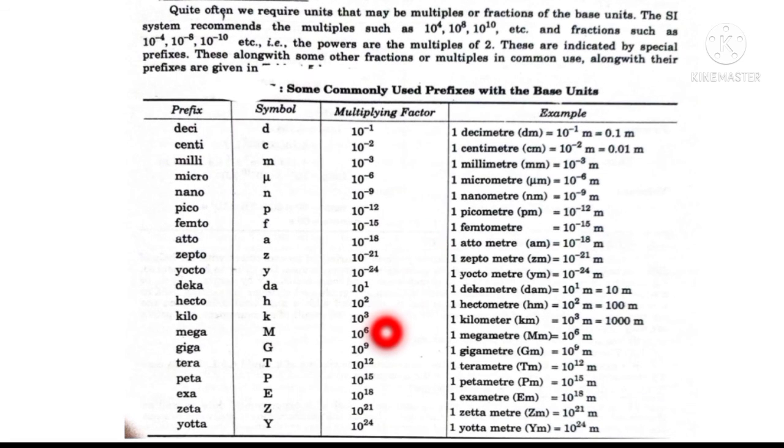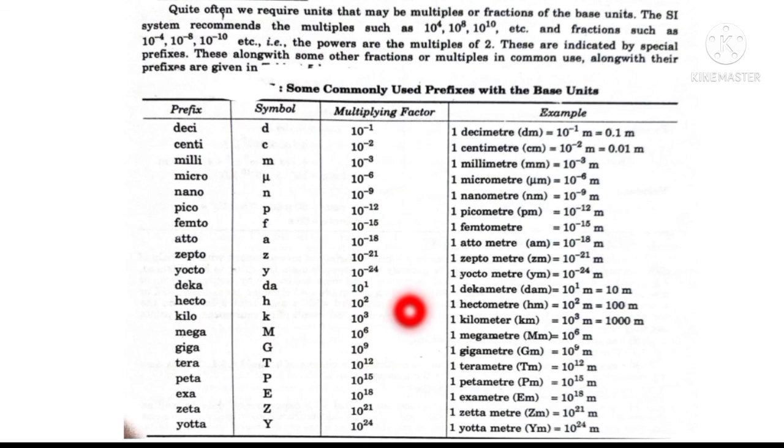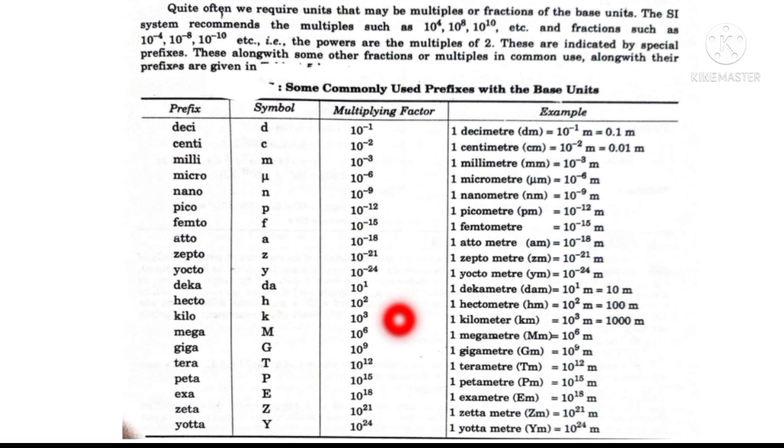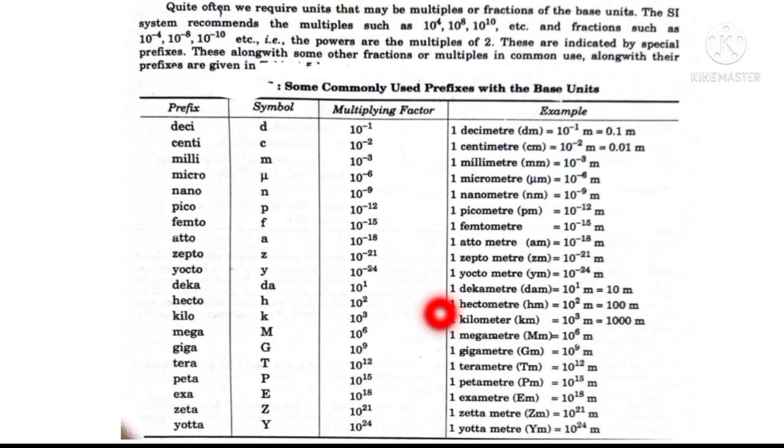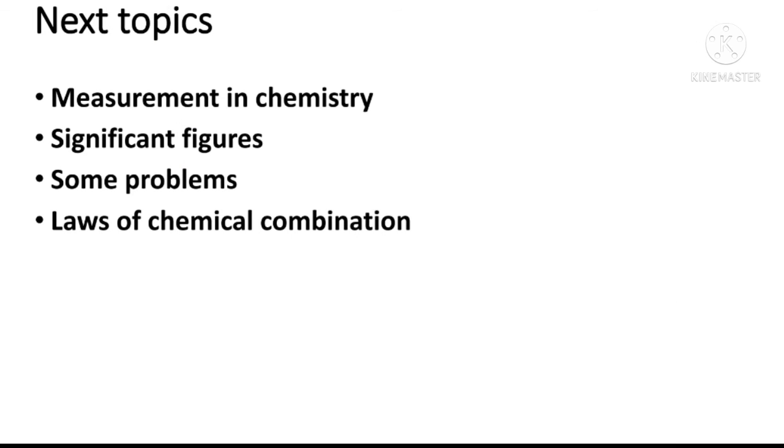Similarly, the larger units like 10 to the power 1, deca, hecto, kilo, mega, giga, tera, peta, exa, zetta, yotta, etc. So for this video, that's all.